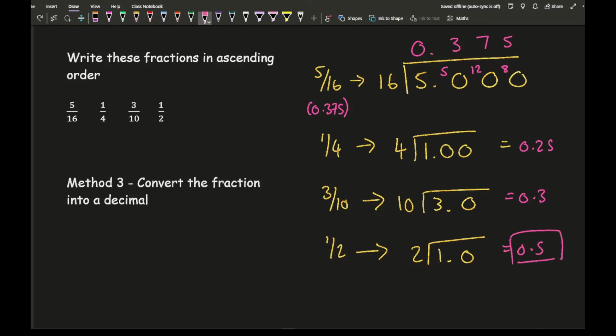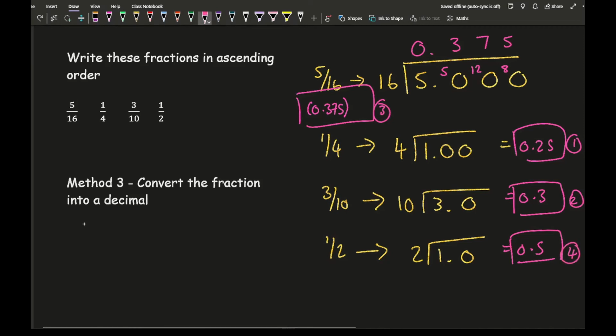And what we then need to do is put these in order. So looking at this, my smallest, then my second smallest, third smallest, and then my biggest. So then writing this in ascending order, we've got a quarter, we've got 3 over 10, we've got 5 over 16, and finally we've got a half. So you can see there that obviously some methods will be easy, some fractions will be easy, but personally speaking, you just want to pick a method that works for you, and you should be able to order those fractions perfectly.